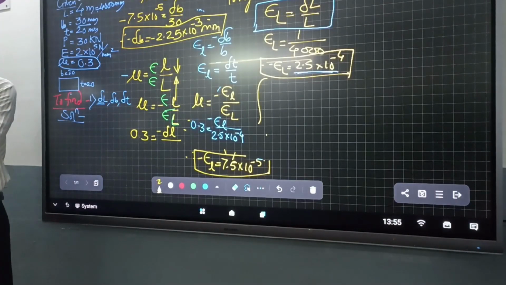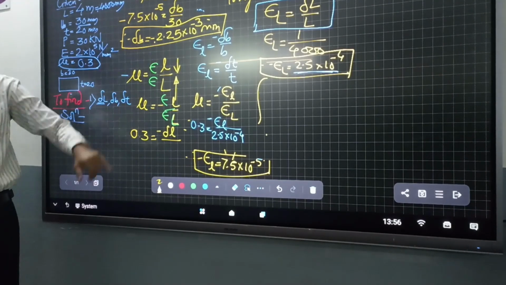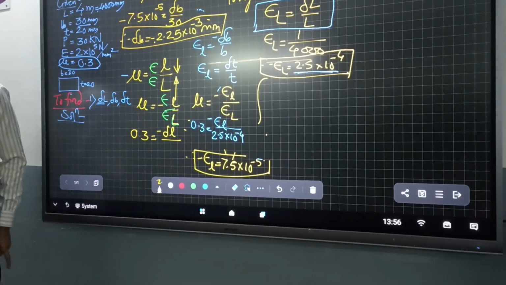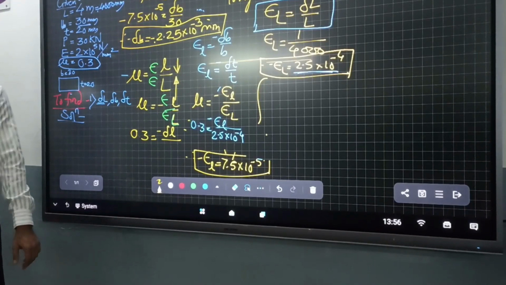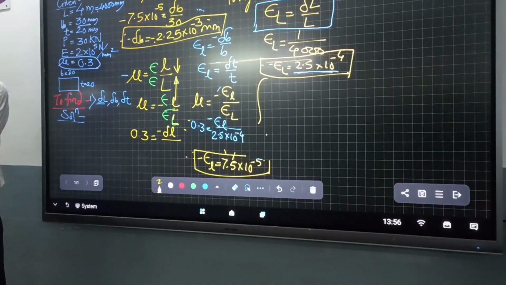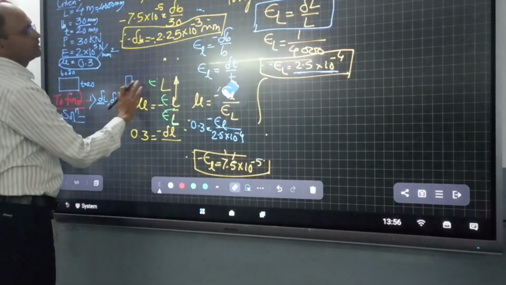What is significance of negative sign? Decreasing. Better you write down here. Significance of negative sign. Write down. Significance of negative sign is that if length increases, width and thickness decrease. Width and thickness, they both decrease.